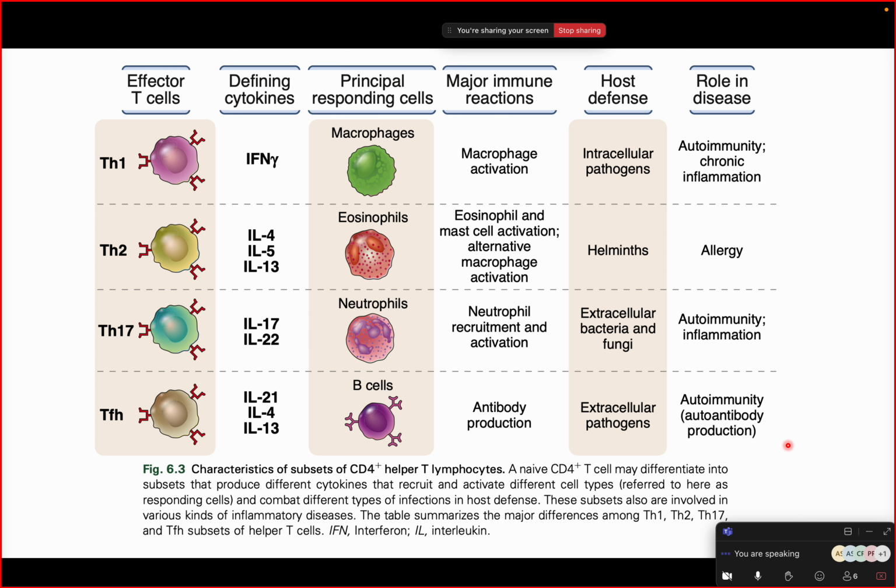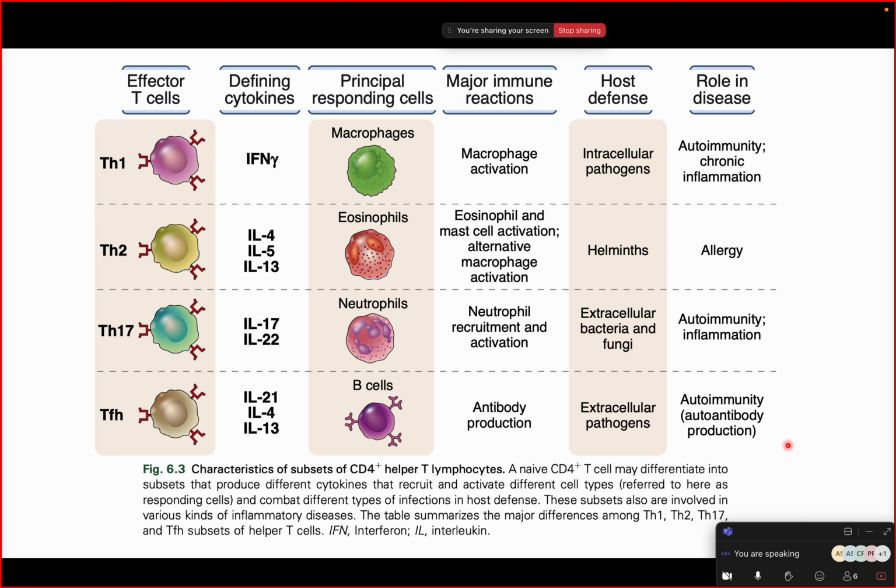Okay. These are some of the characteristics of helper T cells, or say CD4 positive T cells. So CD4 positive cells are known as helper T cells. So they are helping in some function, right? They are not directly killing the microbe, correct? So how are they helping?